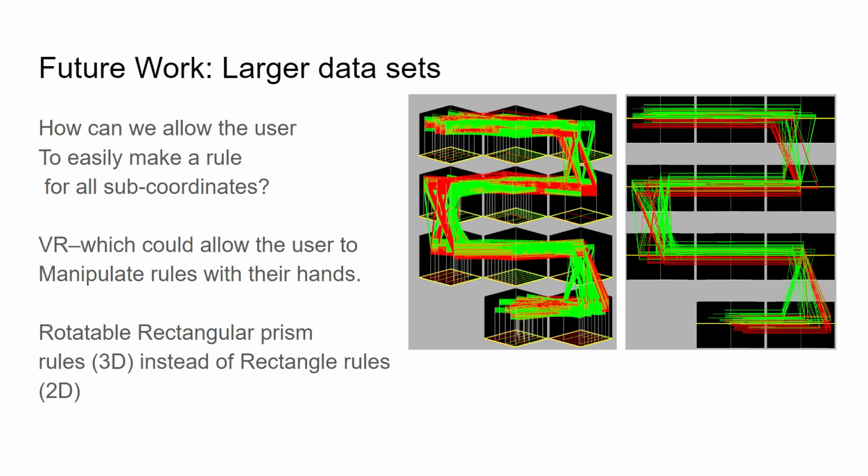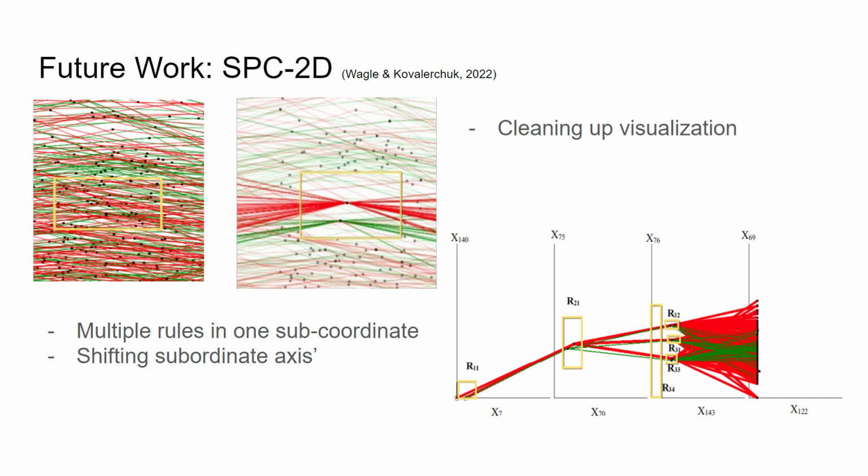Also having rotatable rectangular prisms instead of the rigid, flat, 90-degree angle rectangles, which could create more dynamic rules, although it also might be too complicated, so we'll just have to implement it and see. And then some more feature work from SPC 2D. As you can see, they have a very useful aspect which cleans up their visualization. When they have a whole bunch of messy points, they combine nearby points into their classes. That's something our program doesn't do, but could be very helpful.